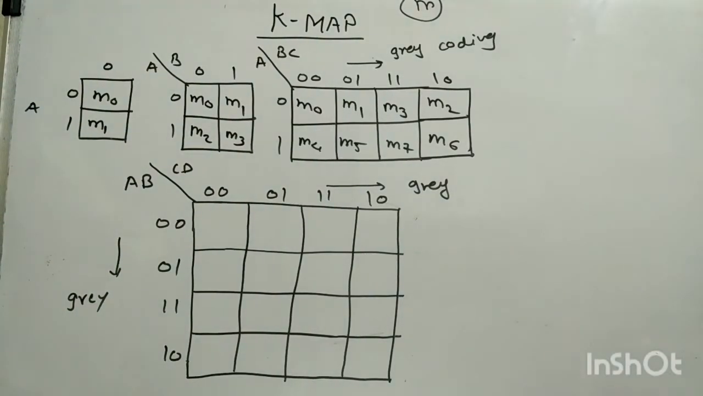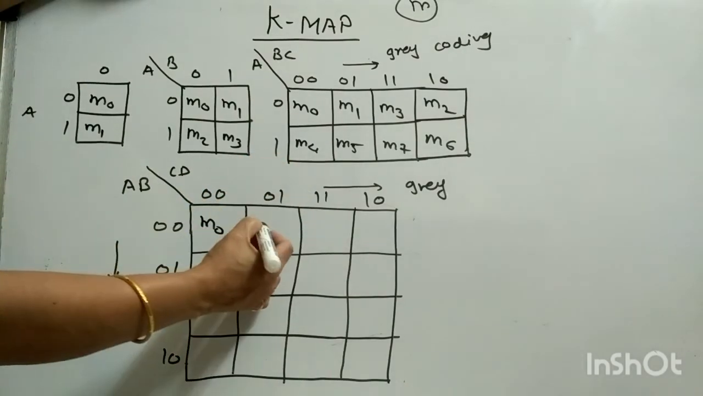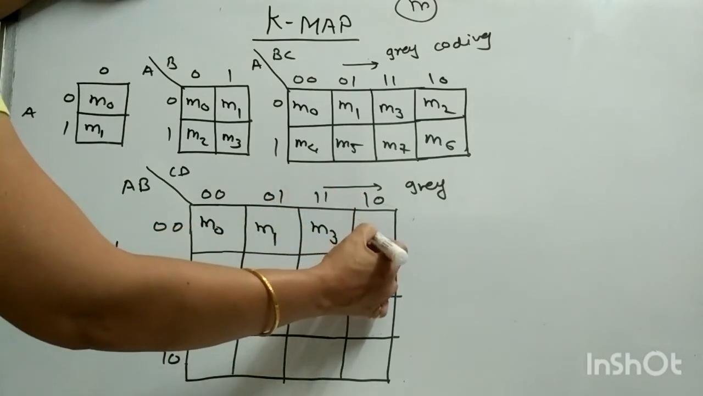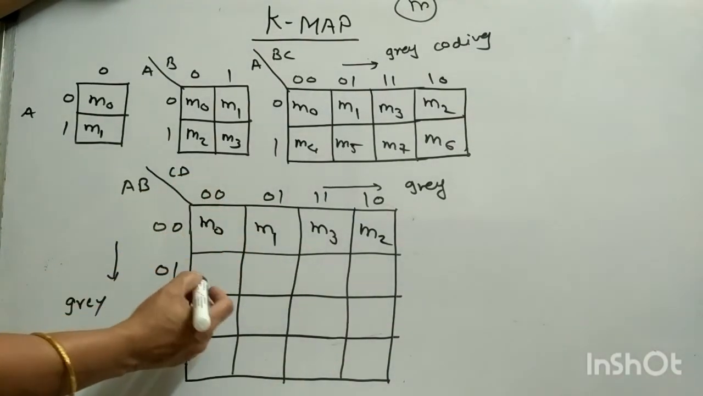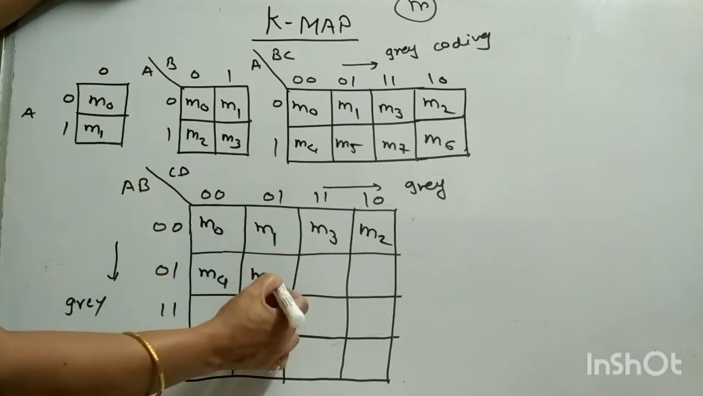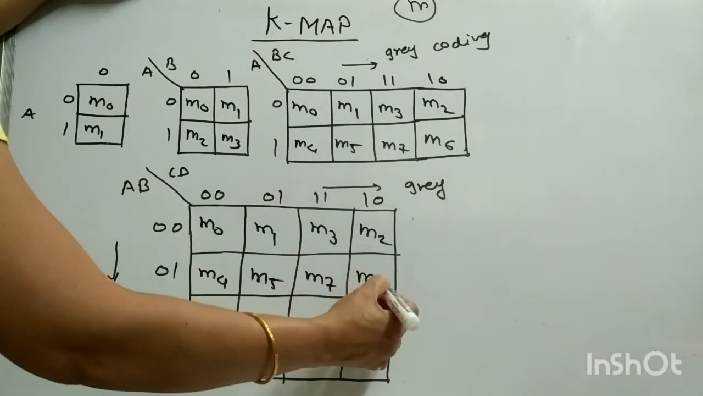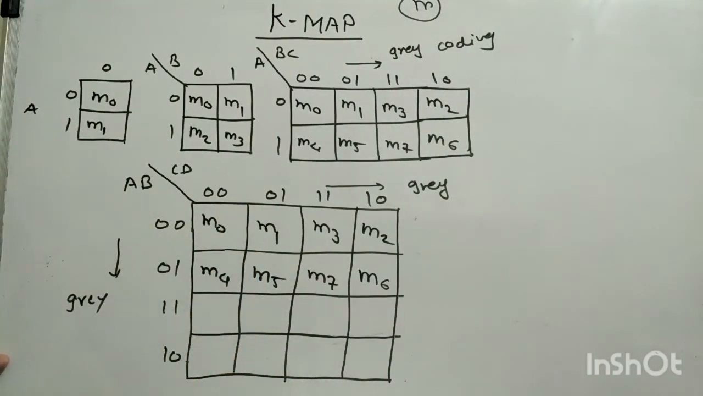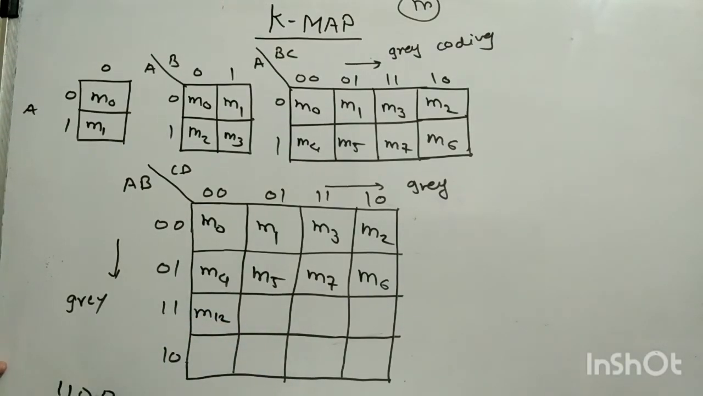And now we label for 4 variables. 0 0 0 0 corresponds to M0, 0 0 0 1 is M1, 0 0 1 1 represents M3, 0 0 1 0 represents M2. Now 0 1 0 0 represents M4, 0 1 0 1 means M5, 0 1 1 1 represents M7, 0 1 1 0 represents M6. Now 1 1 0 0 corresponds to M12 if you represent it in binary.